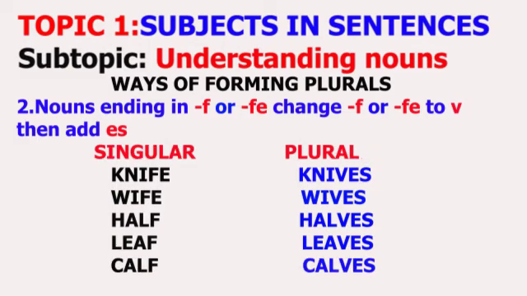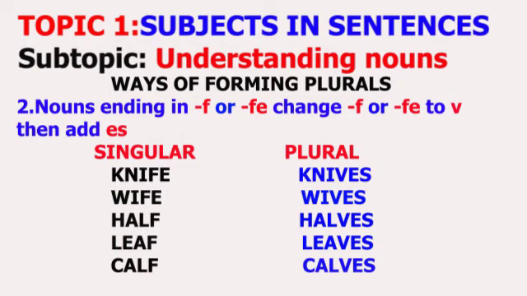Why? Because these words end in f or fe, and if they end in f or fe, we just remove that f or fe and change them into v, and then add es.